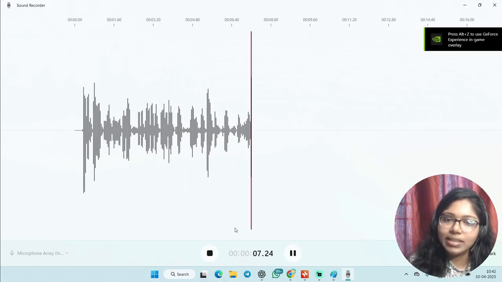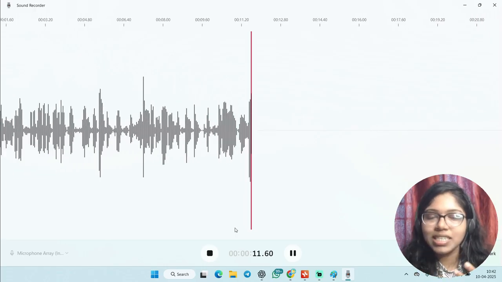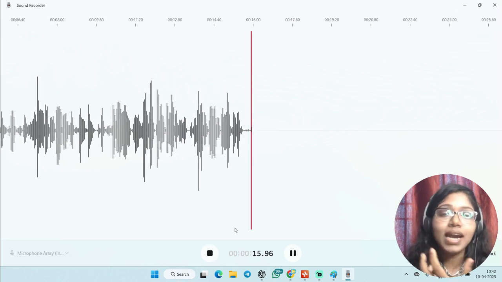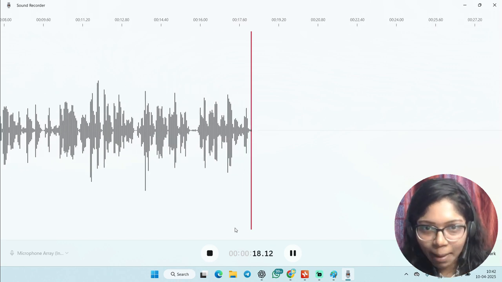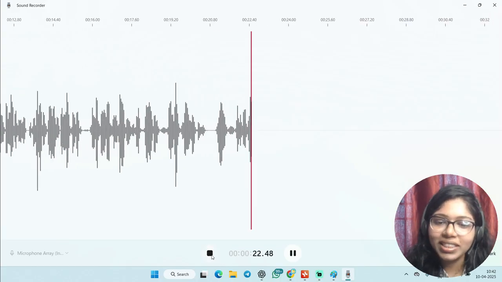Okay, so all this data gets sampled. I'm just speaking through this mic, and that is called analog data. That analog data all gets sampled, so it's shown like this. Right, so this is what it is.